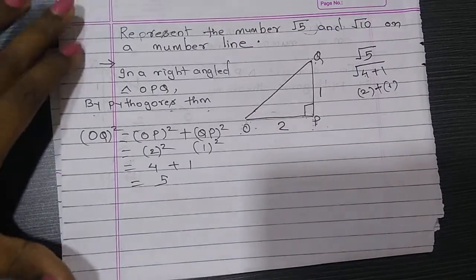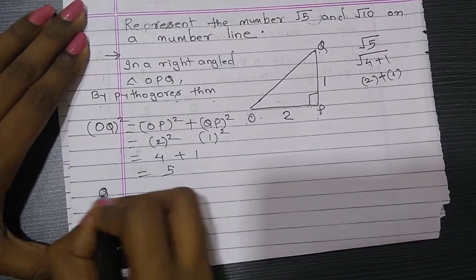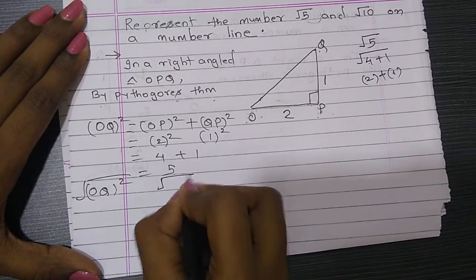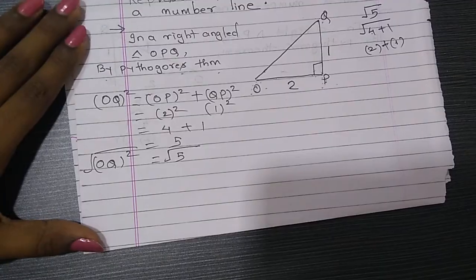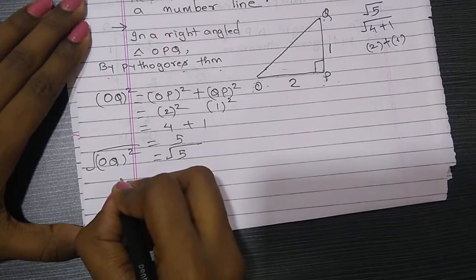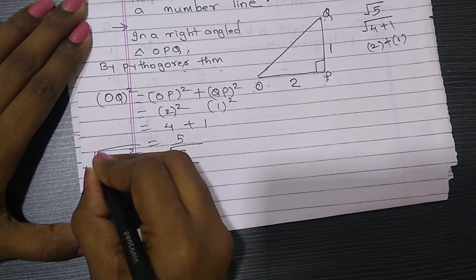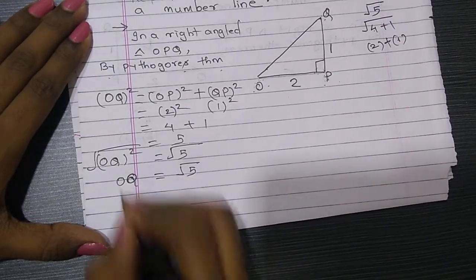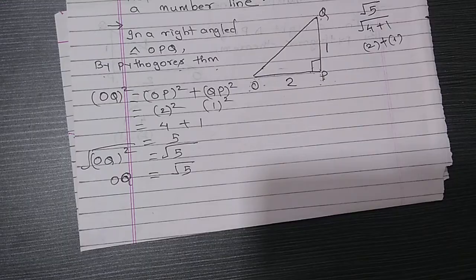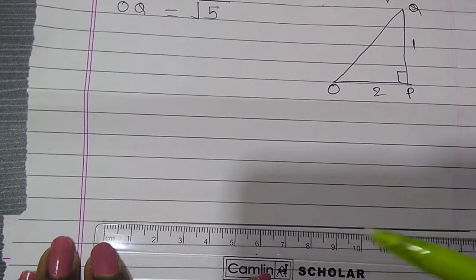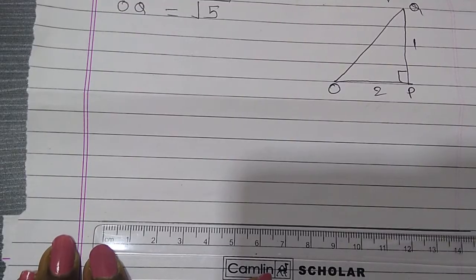So it is 5. Now just like you do normally, you're going to take square roots on both sides. So you get root 5. So OQ is equal to root 5. Square and square root get cancelled, so you get OQ. So OQ is equal to root 5. Now using these two values, I'm going to represent root 5 on a number line.